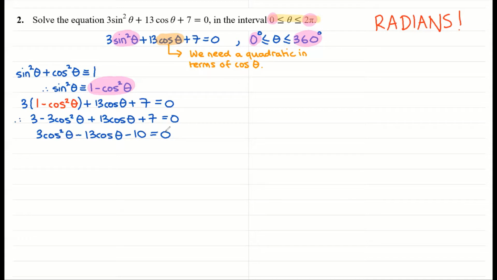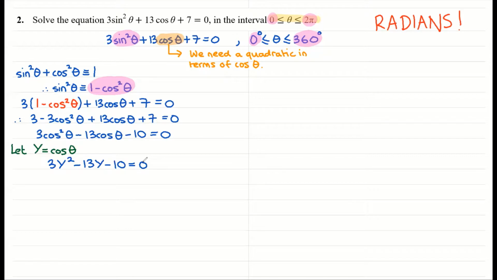Now, depending on how comfortable you are with this, we've got a quadratic we can now solve. If you prefer, let's say, I won't use big X because that will confuse us with the principal angle, let big Y equal cos theta, like that. So now we can say 3y squared subtract 13y subtract 10 is equal to 0.